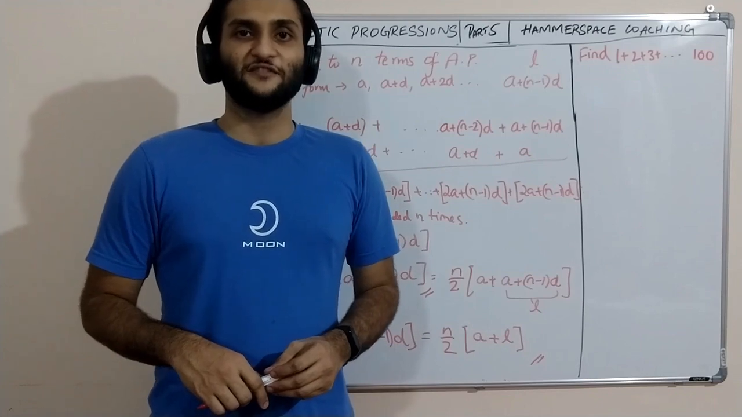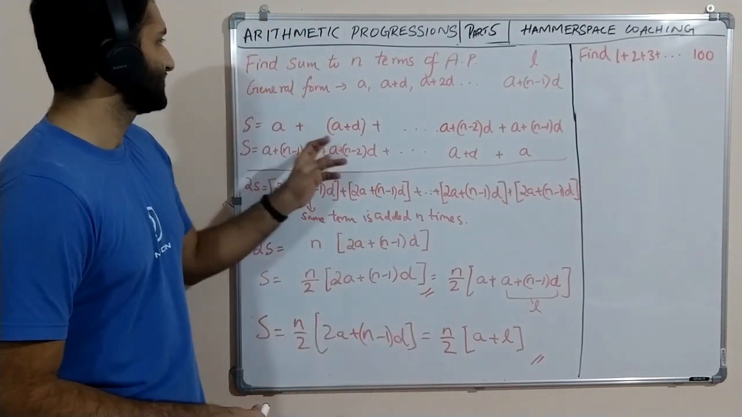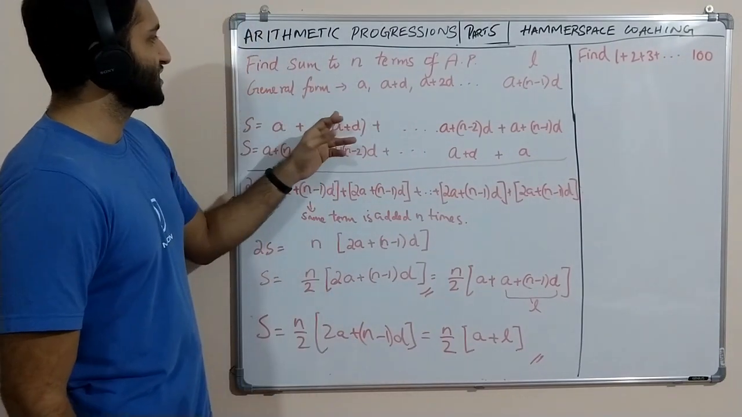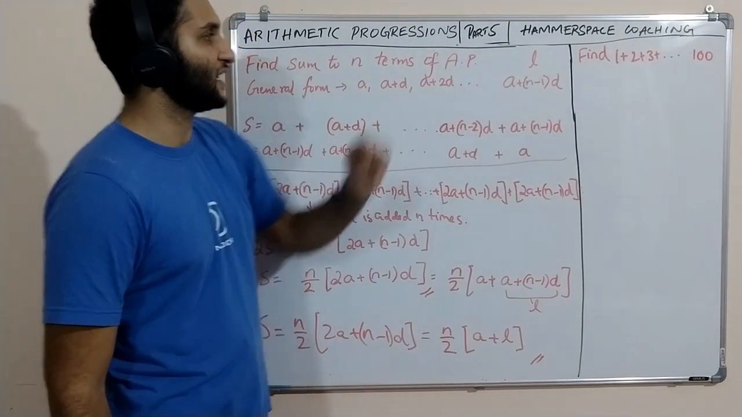Welcome to part 5 of arithmetic progressions. Today we will take sum 2 in terms of AP. So I have written the general form of AP, a, a plus d, up to a plus n minus 1 d, where it is the last term.